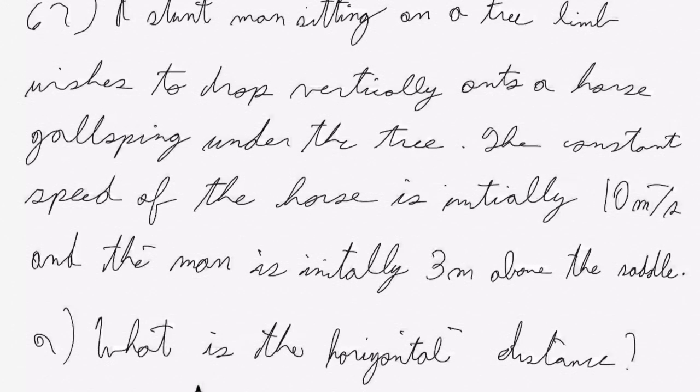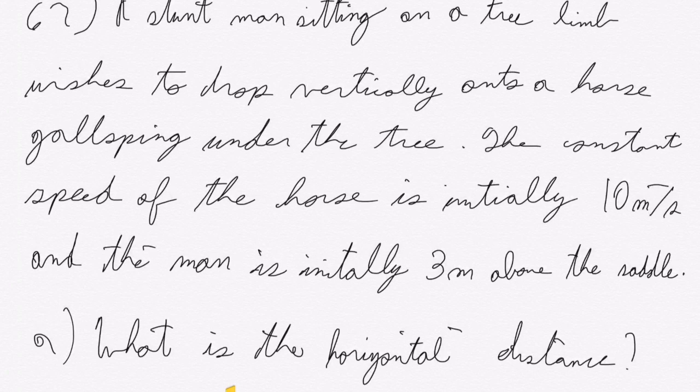Okay, we'll be doing question 67 on page 51 of the college physics textbook by Serway and Faughn. The question states, I've written it out here for you: a stuntman is sitting on a tree limb. He wishes to drop vertically onto a horse galloping under the tree. The constant speed of the horse is initially 10 meters per second, and the man is initially 3 meters above the saddle. Alright? So now that you have this information, we should go to question A.